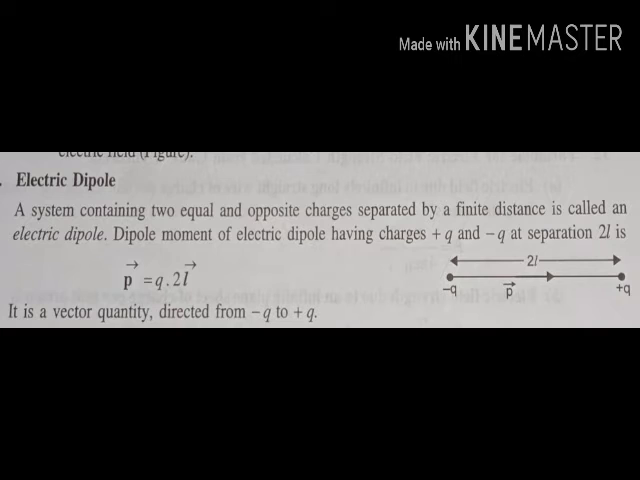Now we discuss electric dipole. A system containing two equal and opposite charges separated by a finite distance is called an electric dipole. Dipole moment of an electric dipole having charges +Q and -Q at separation 2L is vector P equal to Q into 2L. It is a vector quantity directed from -Q to +Q.